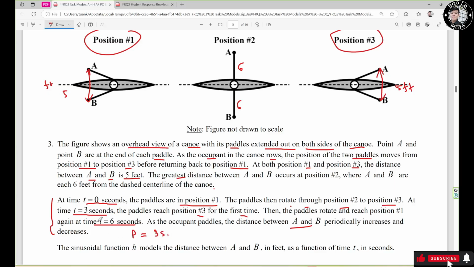Alright, be careful. A lot of students make a mistake. They're going to say t equals 6 seconds. That's not the case, right? Look at this one. At t equals 0, the paddles are in position 1, which means at the minimum, right? And then the paddles rotate through position 2 to position 3. At time t equals 3 seconds, the paddles reach position 3 for the first time, right? So you see that it's minimum right here. It goes back to the minimum. So the period must be 3.